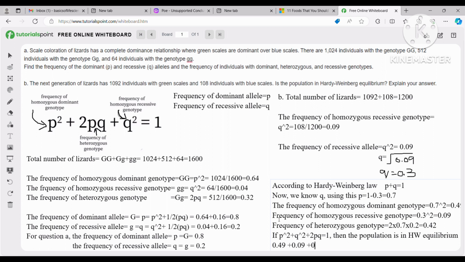See now, when you add up 0.49 plus 0.09 plus 0.42, you get 1. So this population is in Hardy-Weinberg equilibrium. If they ask you this type of question, like calculate the frequencies, you can easily use this simple method to do that. You can even know whether the population is in equilibrium or not.